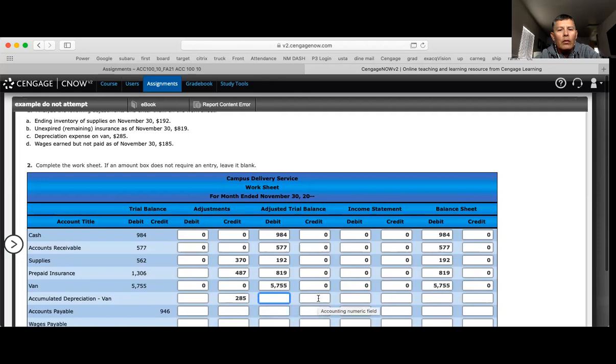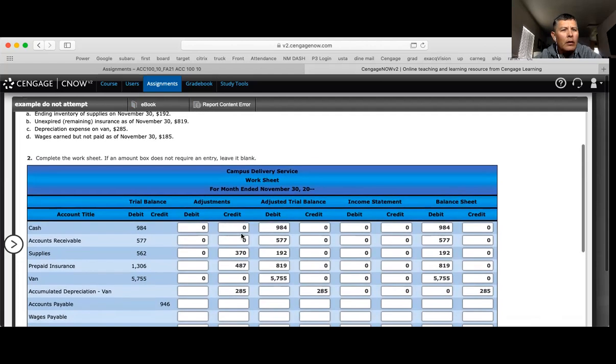Okay, and then we're going to have a balance in here of 285, because think about this, that 285 is a contra asset, so it's going to decrease it. This doesn't go into our income statement, the expense does. This will be 0 because we're going to have a credit balance in this of 285. So if we went 5755 minus 285, that would be the value of our van.